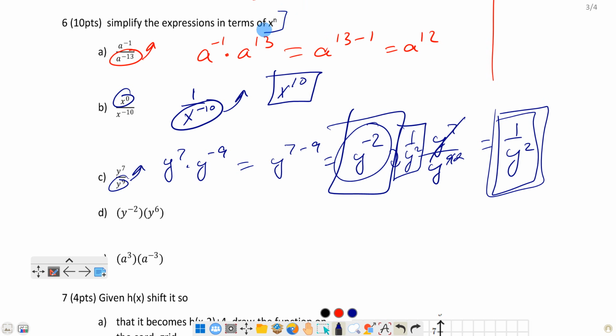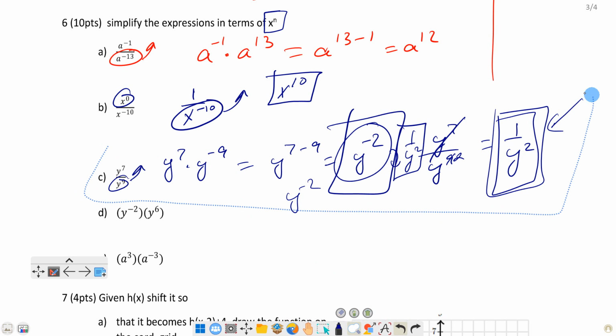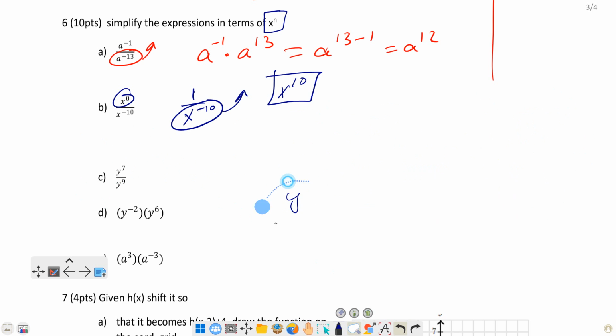Even though I'm telling you to put it in x to the n form where I want the -2, I will take it if you get it like that, because you might be able to argue that it's in this form. But anyway, I'm just checking to see if you know how that works. So that's the reason why I'm allowing you to do that in either form.